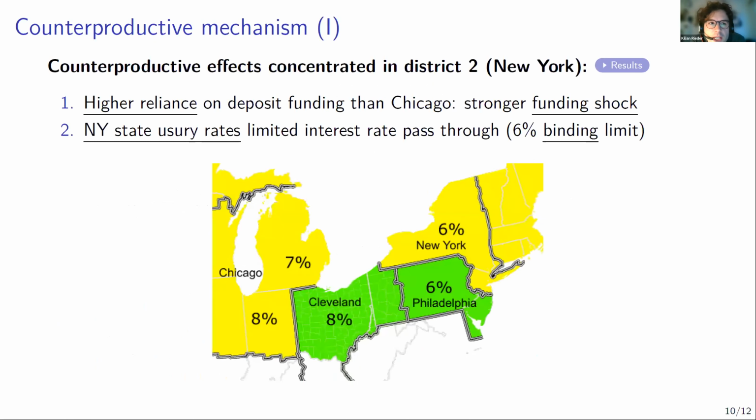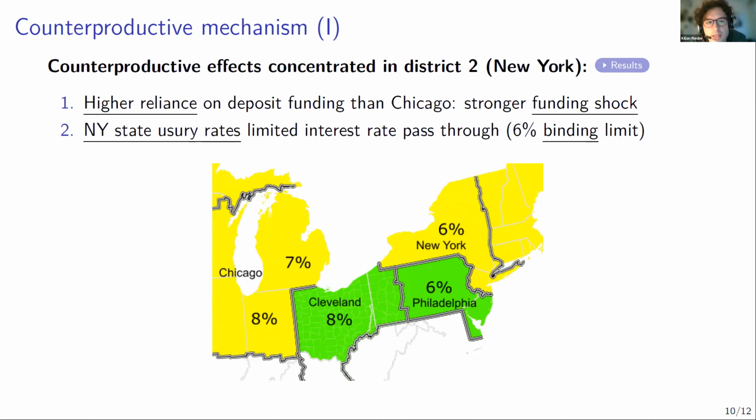Now, focusing on the counterproductive mechanism, what I show in the paper is that the counterproductive effects actually concentrated in one specific district, namely the New York district. So that's the second district. And in the paper, I showed that banks that were located in the New York district had a higher reliance on deposit funding than the Chicago district. So the funding shock of the uniform rate hike was stronger there.